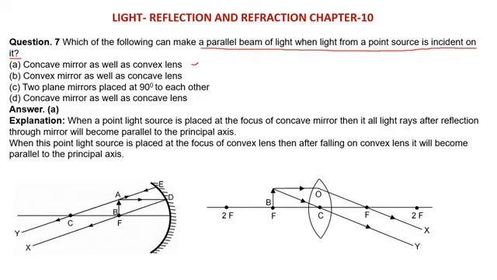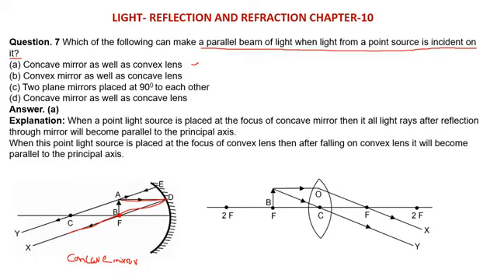If I keep an object at focus in case of a concave mirror, this one is my concave mirror, and if I keep the object at focus, one ray will go to the mirror, get reflected back and pass through the focus. A ray which is parallel to the axis after reflection passes through the focus. This is the law, right?